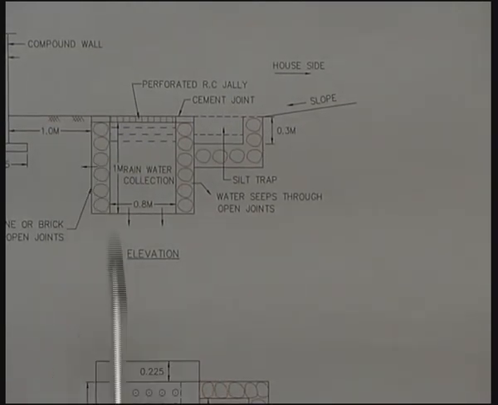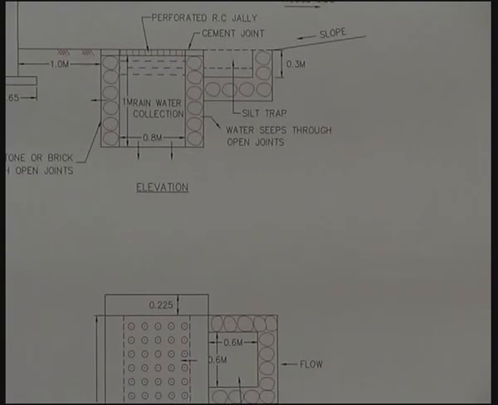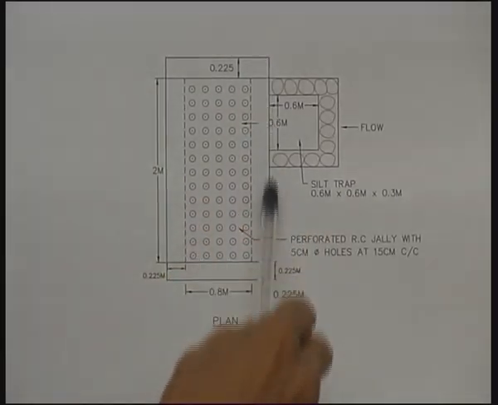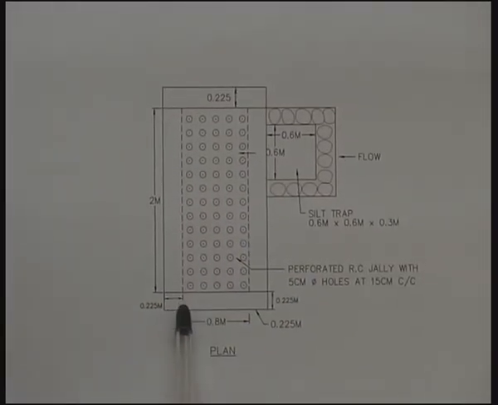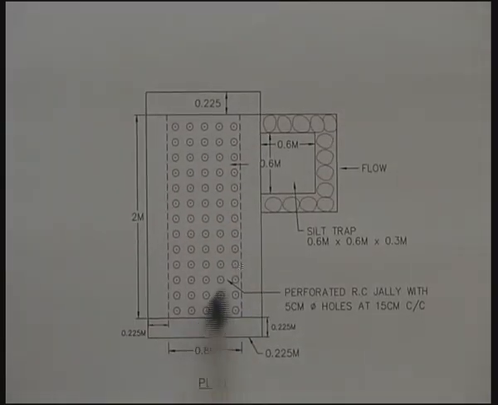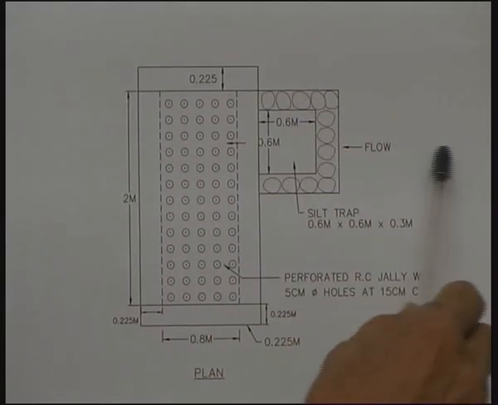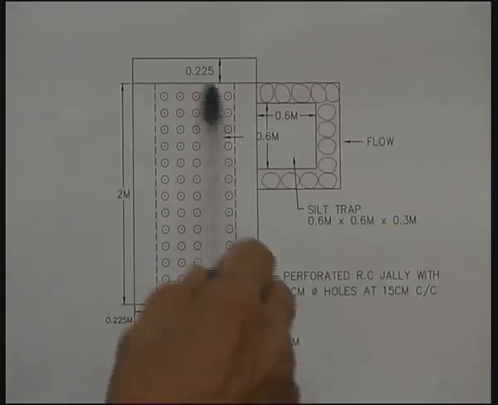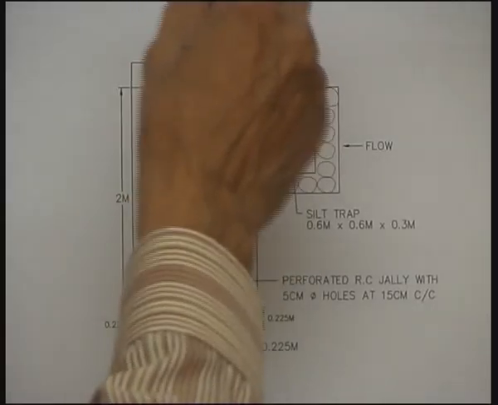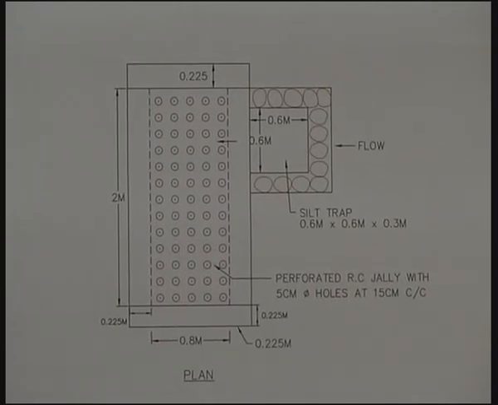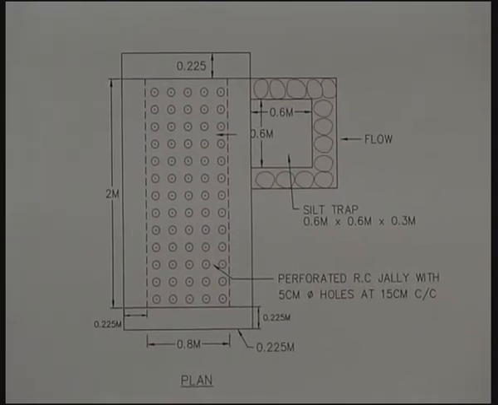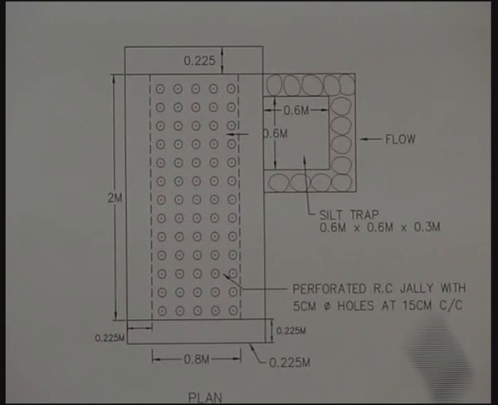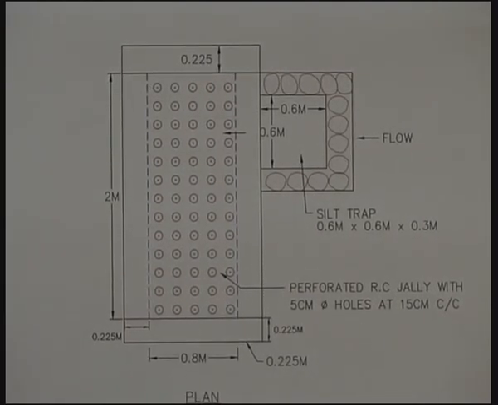And when we see this in the plan, it is something like this. We have rough stone revetment all round of 0.225 meter thick, and this is the RC jali, and this is the silt trap. Water flowing like this will fill this one and overflow into this and flow through the jali holes to fill up this. Now a trench of 2 meter length should be provided for every 100 square meter of plot area. That is, for a precipitation of 1 inch per hour, this would be adequate.